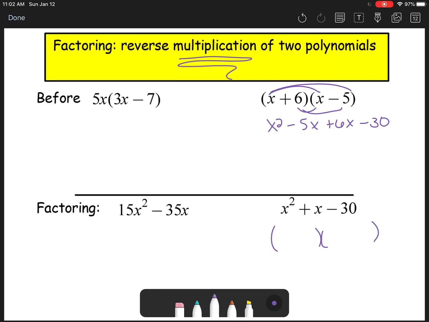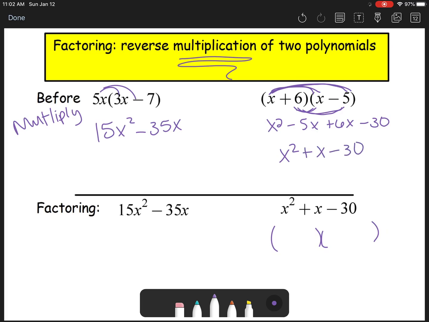So, if we were talking about multiplying, we have a couple examples here. If we wanted to take 5x times 3x minus 7, we would distribute our 5x to both terms and end up with 15x squared minus 35x. If we had something like x plus 6 times x minus 5, we would multiply each term in the first parenthesis by each term in the second parenthesis, and we'd end up with x squared plus x minus 30. So that's multiplying, and factoring is just undoing that.